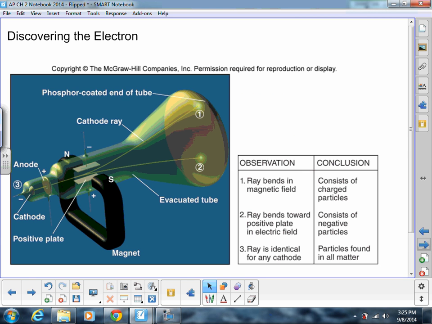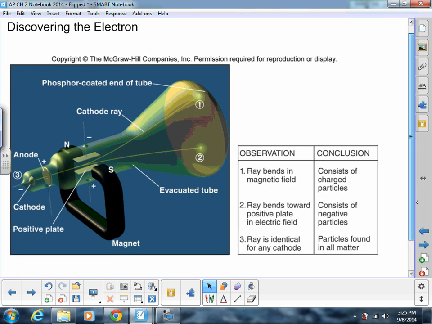Then we get, moving forward, discovering the electron. Remember, J.J. Thomson is responsible for the discovery and defining the electron. He worked with cathode ray tubes. Here's an example of that.